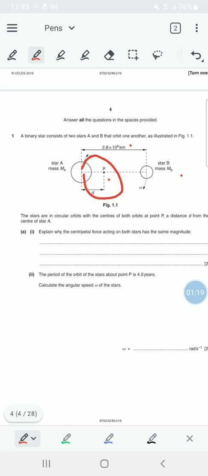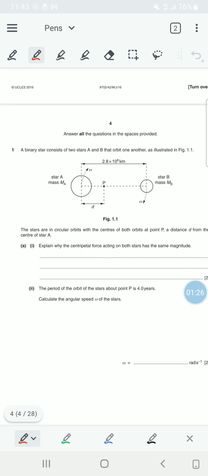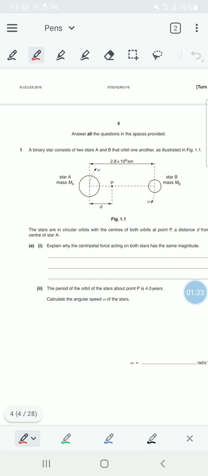that means this circle, is p, that the radius of that part is p. The center point is p, the radius is d. So this is the radius of that circle. So those are the details that have been provided to us. And star A has a centripetal force towards P, and star B also has a centripetal force towards P. So they are both circling one another around that central point.